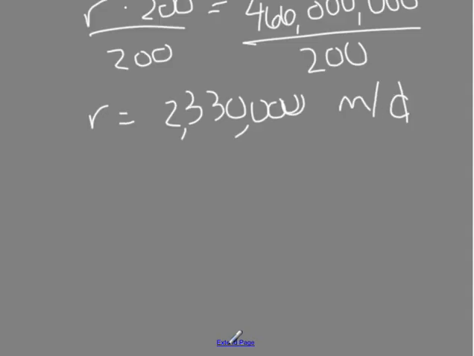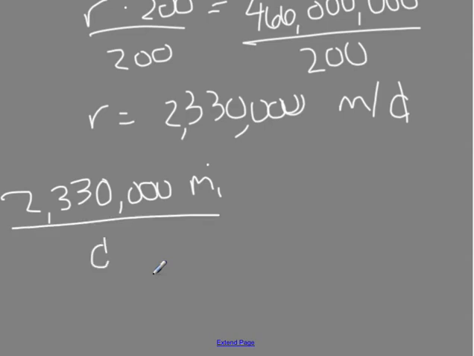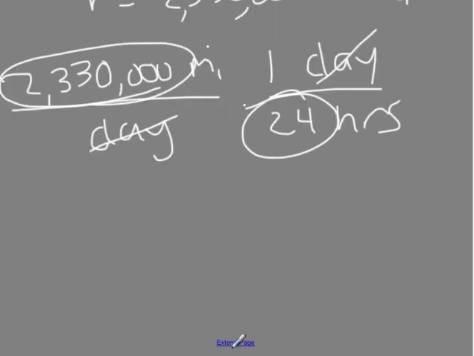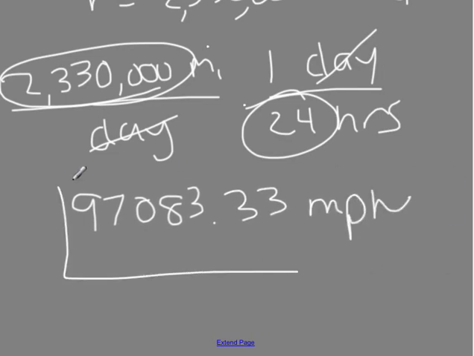We want miles per hour. So we're going to have to use that label change thing that we did earlier this unit. So we have miles up top per day on the bottom. So I need to convert days into hours. So I need to ask myself, how many hours are in a day? Well, the day is going to go up top because we need those labels to cancel out, and one day is 24 hours. So really all I'm doing is taking this number and dividing it by 24. So when I take that number and divide it by 24, I get 97,083.33 miles per hour. So that's how fast that ship was going.